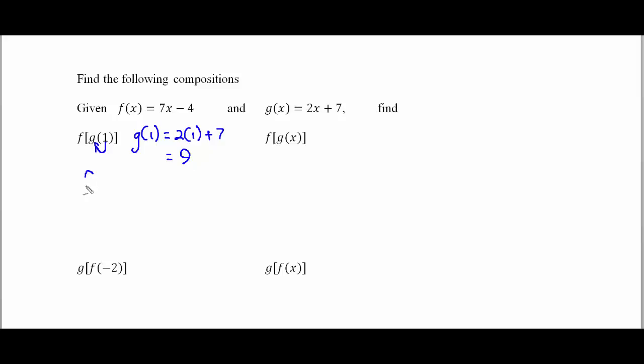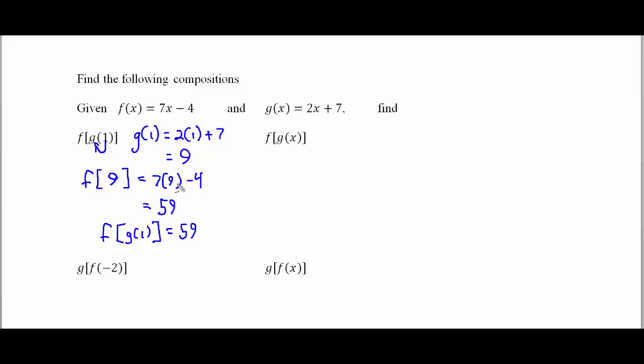So what's inside my brackets now, instead of g of 1, is the answer of 9. Since g of 1 is equal to 9, I can now replace the g of 1 with 9. And now I have f of 9. So that means for every instance of x in this problem, I am going to replace the x with a 9. So that's 7 times 9 minus 4. And that would be then 63 minus 4. So the answer is 59. So my f of 9 is 59, or my f of g of 1 is 59.